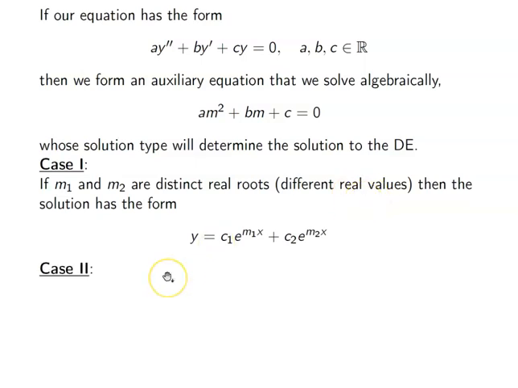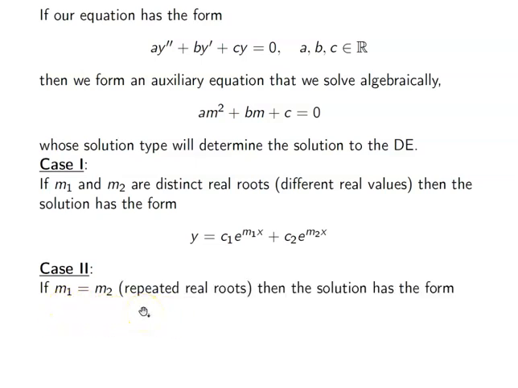Okay. The second case is that m1 and m2, the solutions to this, are the same number. So I have a double root. If m1 is equal to m2, repeated real roots, then my solution has the form y equals C1 e to the m1 x plus C2, very important here, x times e to the m1 x. Again, m1 and m2 are the same, so it shows up twice.